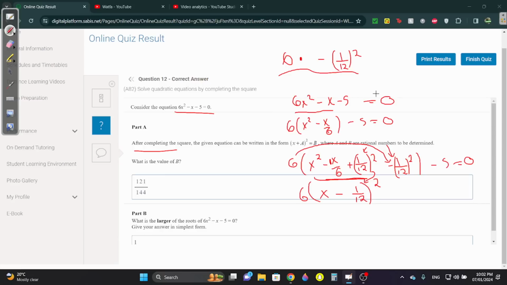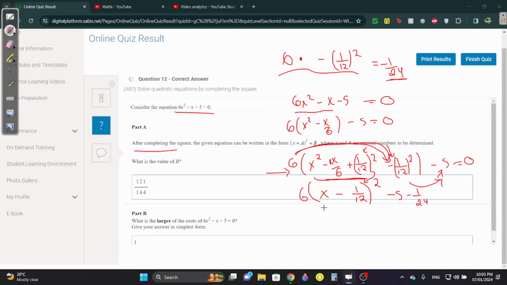You get negative 1 over 24. It's negative 1 over 24. So 6 times minus 1 over 12 squared is negative 1 over 24. So that's what you're taking out. So it's going to be, we had minus 5 out, and now we have negative 1 over 24. Until now, all I did was just complete the square and factor.